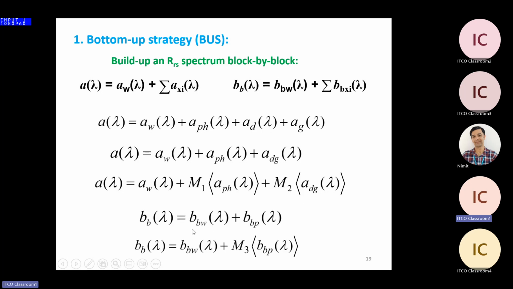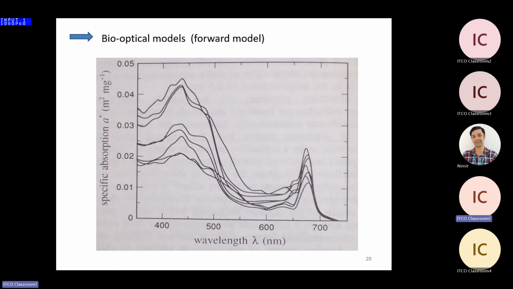Then we do the same thing for BB. BB water is known, then we assume we're trying to get a BBP shape. Then after we know the shape, we get the M3 as a magnitude to adjust it. So for the APH, as I showed this morning, generally it has this kind of spectral shape. It also varies for different sizes and different species, but generally it has a larger, higher peak in the blue with a weaker peak in the red. That's from all observations like this.